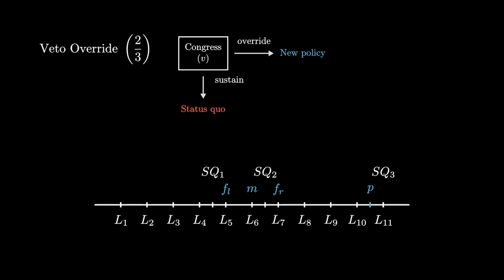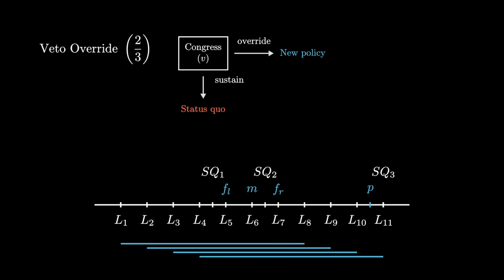Like with the filibuster example, we can determine the set of policies that can beat a status quo using 2/3 supermajority rule by looking at all possible 8-person coalitions. Each of these blue lines represents a possible 2/3 supermajority coalition. All of them contain legislators 4, 5, 6, 7, and 8. Since every possible 2/3 supermajority coalition contains these legislators, we only have to consider them when determining whether a 2/3 supermajority will vote to revise a status quo by overriding a presidential veto.